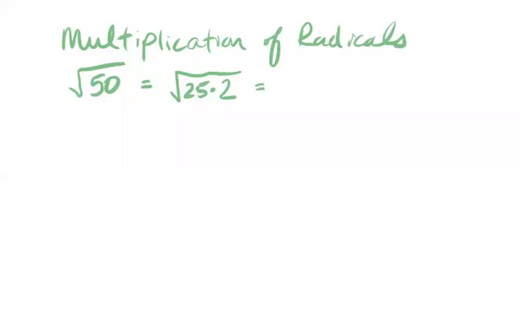Now, we're going to see today how we're actually able to break this thing up. What we saw earlier is that we could break this up into two separate statements, the square root of 25 times the square root of 2, and that square root of 25 can be carried out, giving us 5 square root of 2. And so that's the simplified version of the square root of 50. And so here's the general rule of multiplication when it comes to radicals.